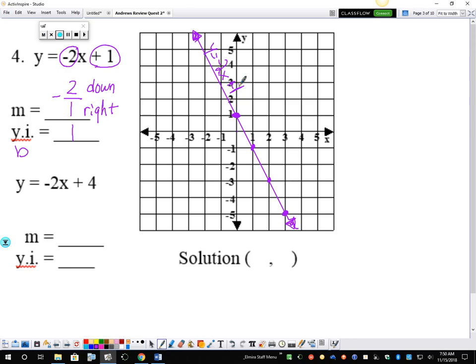That's our line. Our second equation also has a slope of -2 over 1. And perhaps now you figured out where this is going. And we begin on 4. So we're going down 2 and 1 to the right. Okay, so I will begin on 4, down 2, 1 to the right, down 2, 1 to the right, and continue this pattern.